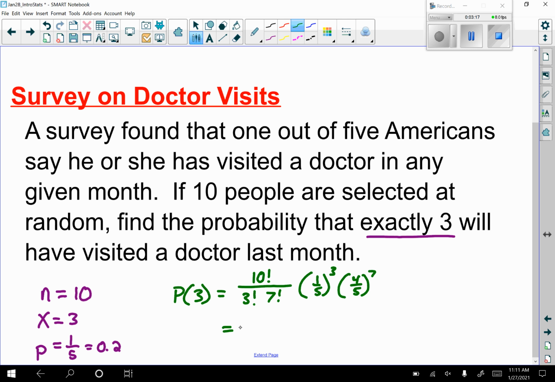So go ahead and pause the video to do that. And you should be getting 0.201. So a little over 20% is the probability of this happening.